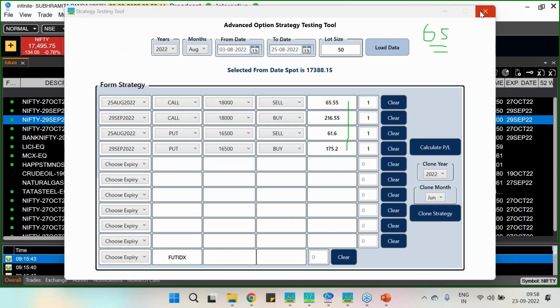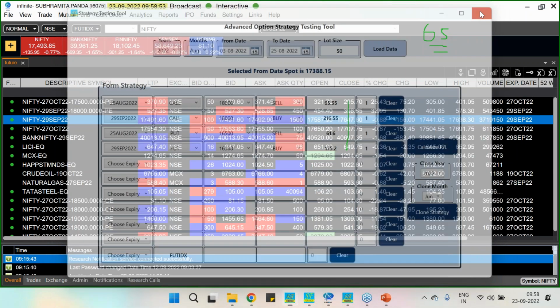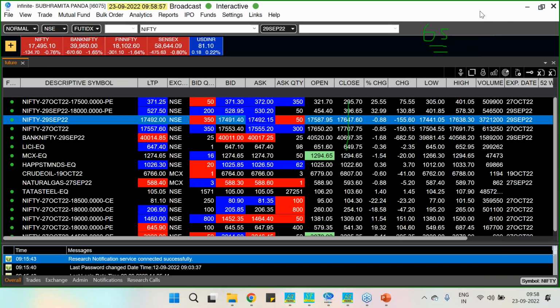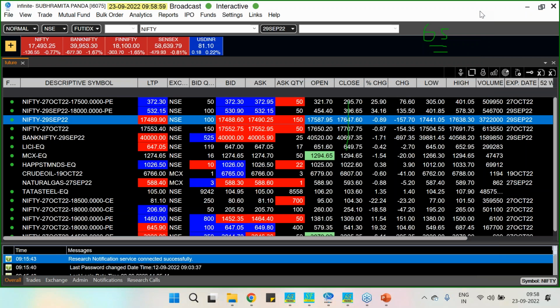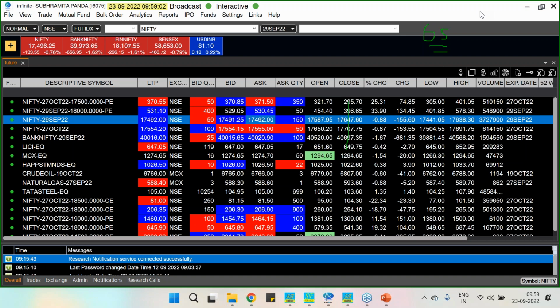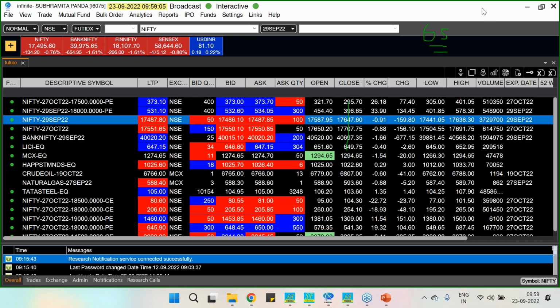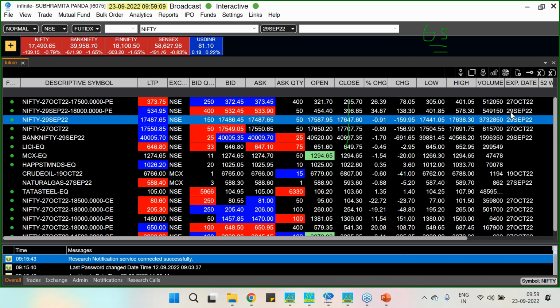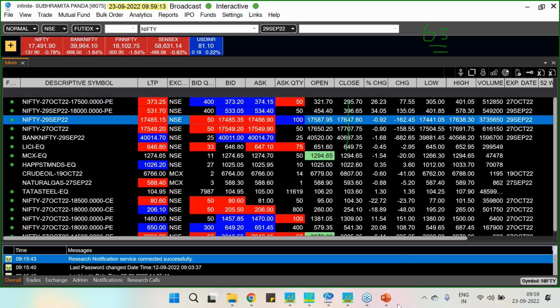You'll be knowing that yes, this particular combination works well and that will work well. So the failure trades will reduce. It will not nullify or make you a champion in the option trades, but the failure in the option trades will reduce definitely. So this is about our option strategy testing tool, and it has many other features.